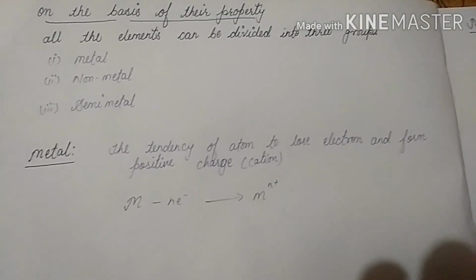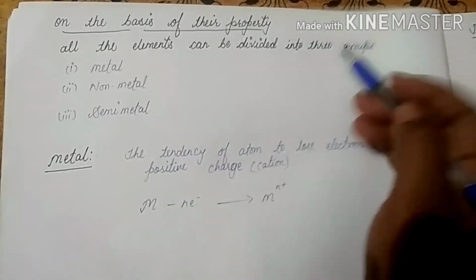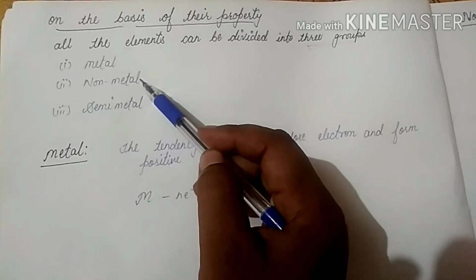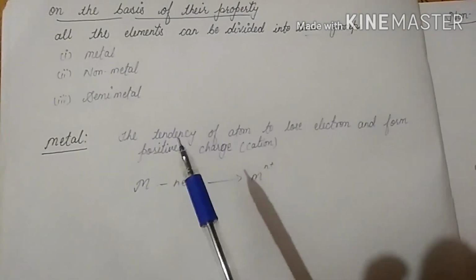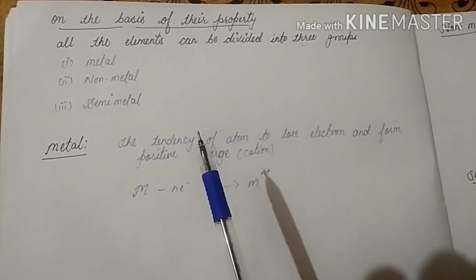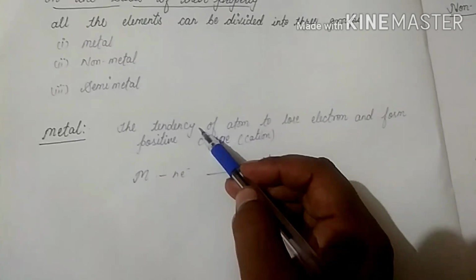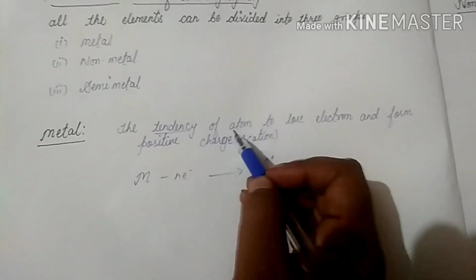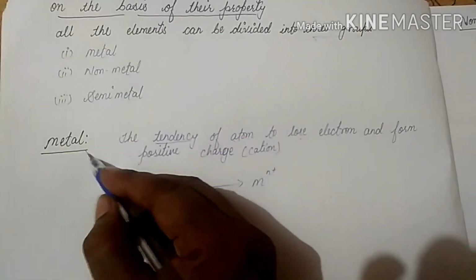Now children, we are going to study on the basis of their properties. All the elements can be divided into three groups, meaning elements are found in three types: first is metal, non-metal and semi-metal. Children, first we are going to read about metals and non-metals on the basis of chemical properties, and after that in another video I will explain their physical properties. Clear? See children, what are metals? The tendency of an atom, children, tendency means capability or ability. The tendency of an atom to lose electrons and form a positive charge, that will be a metal.